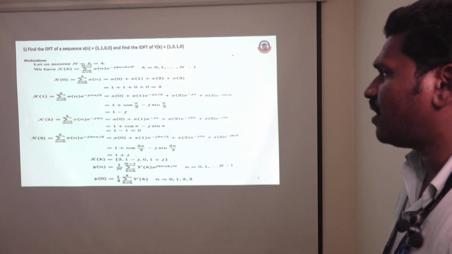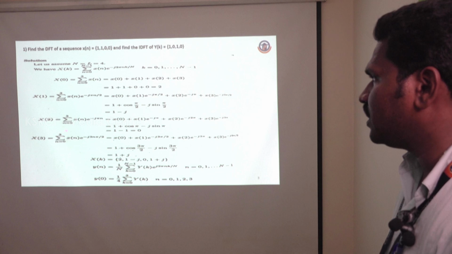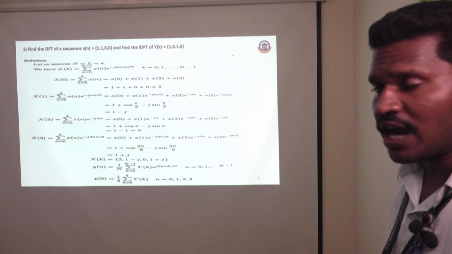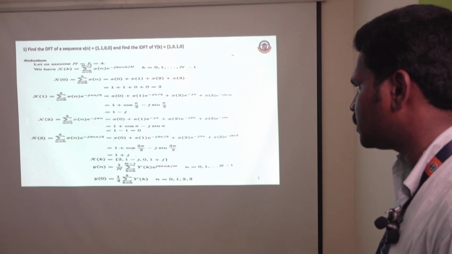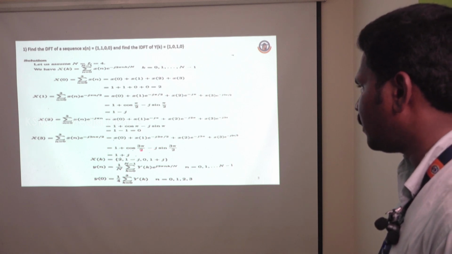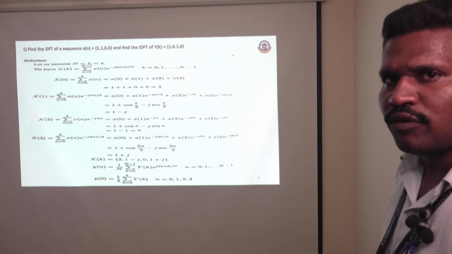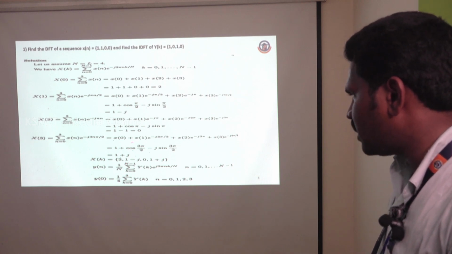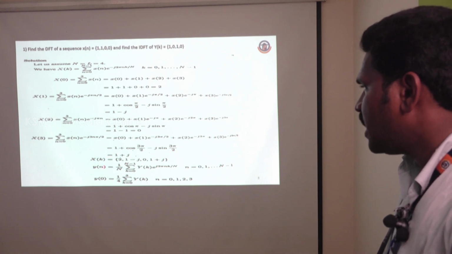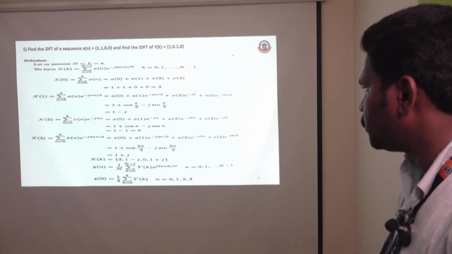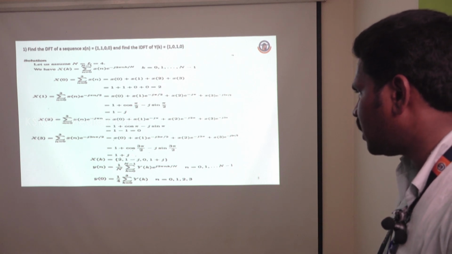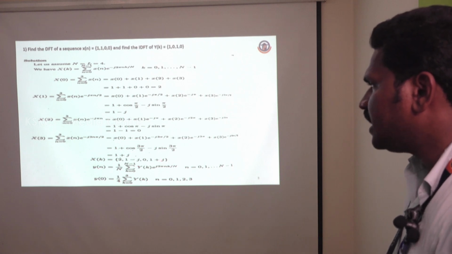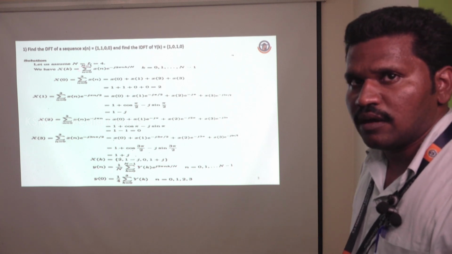Similarly, we need to get the value of x of 2 and x of 3. So you need to substitute the subsequent values into this formula. You need to get the value of x of 2 is equal to 0 and x of 3 you need to get the value of 1 plus j. So the DFT sequence for this problem is x of k is equal to, what is the first value? 2, and 2 comma 1 minus j comma 0 comma and 1 plus j. So this is the DFT sequence of the given problem.